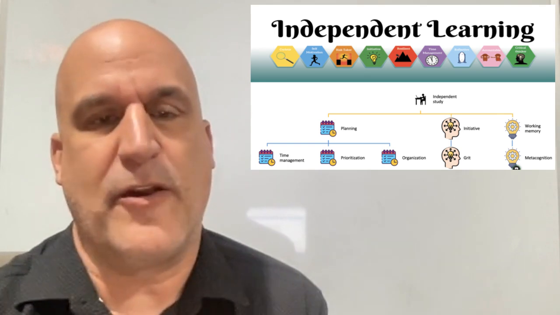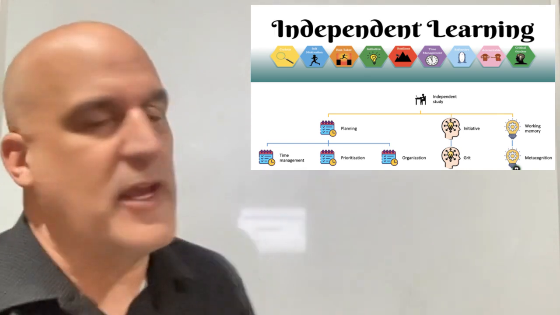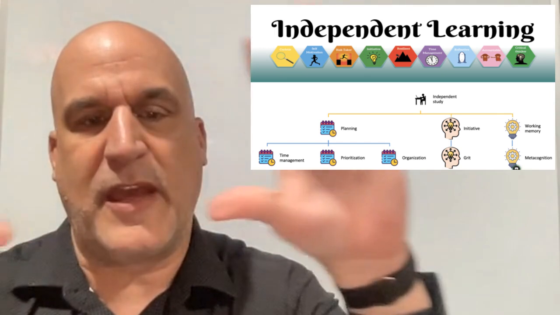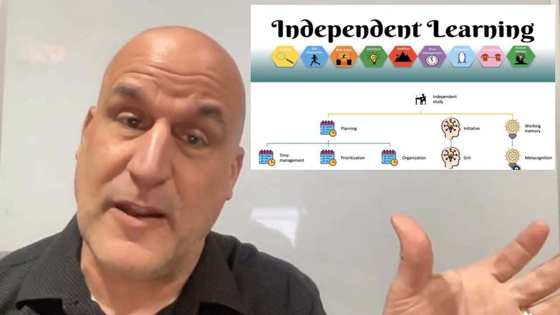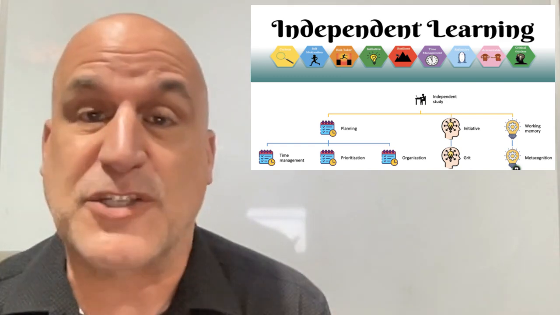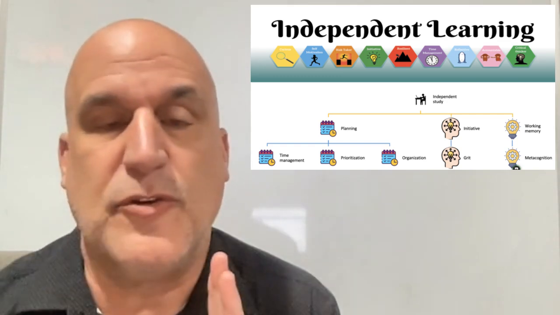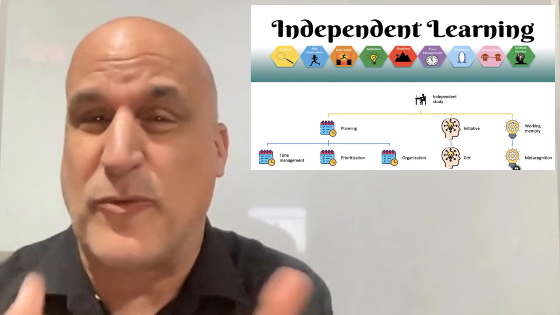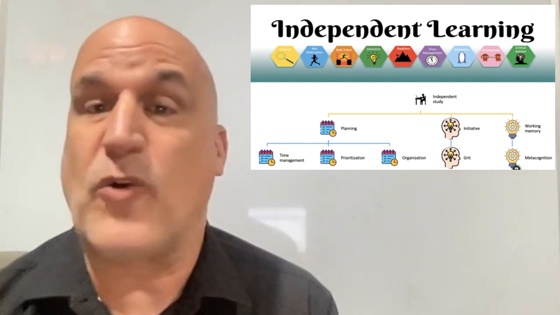You can see right here that with independent learning, kids have to plan, and part of that planning, what you see there, is that they're having to manage their time, they're having to prioritize what is important and what is not, and they're going to have to organize themselves.